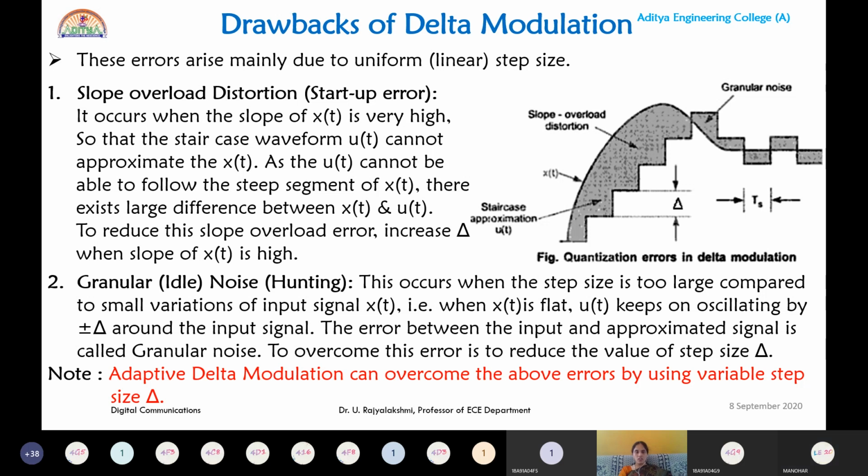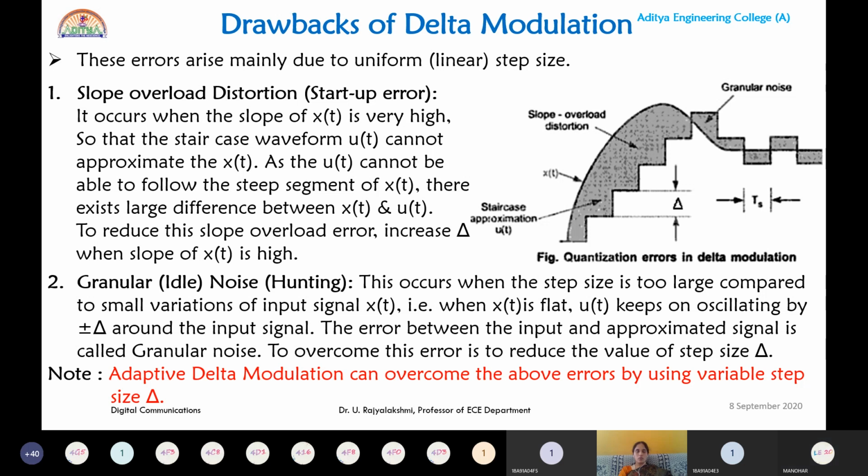Tell me about granular noise. If the slope of x of t is very slow and flat, u of t just oscillates around the input signal with a magnitude of plus or minus delta. So the error between the input and approximated signal at that time is called granular noise. Okay. How can you overcome this granular noise? Decrease the step size, ma'am. Yes. So what is the drawback of linear delta modulation? This is mainly due to the uniform step size.